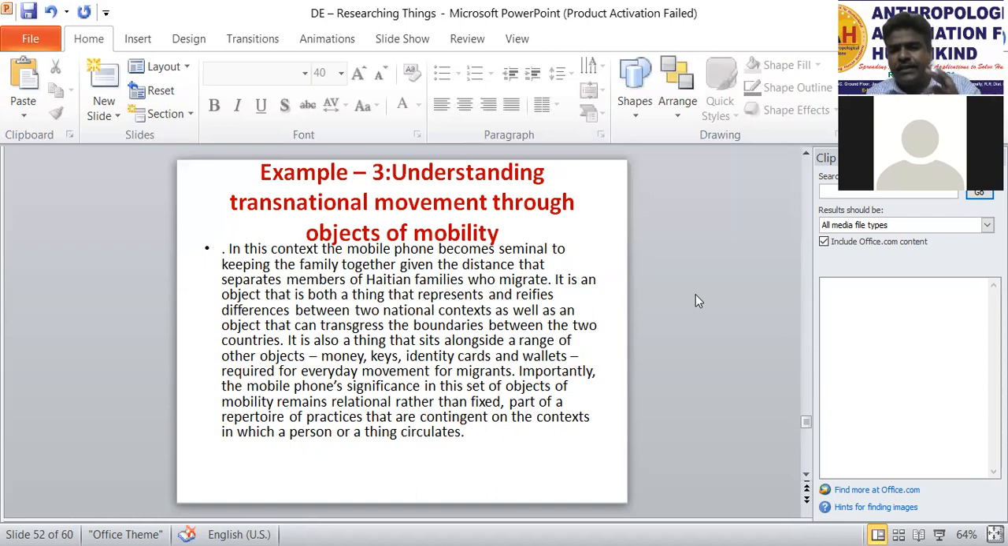differences between two national contexts, as well as an object that can transgress the boundaries between the two countries. It is also a thing that sits alongside a range of other objects: money, keys, identity cards, and wallets, required for everyday movement for migrants. Importantly, the mobile phone's significance in this set of objects of mobility remains relational rather than fixed, part of a repertoire of practices that are contingent on the context in which a person or a thing circulates.